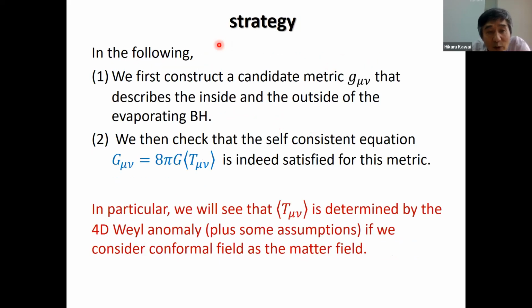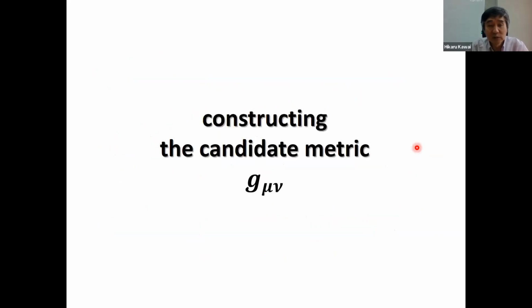So in the following, we first construct a candidate metric G mu nu that describes the inside and outside of the evaporating black hole. And we then check that the self-consistent equation is indeed satisfied for this metric by evaluating the expectation value of T mu nu. And in particular, we'll see that T mu nu is determined by the 4D Weyl anomaly plus some assumptions if we consider a conformal field as a matter field. So this is the strategy.